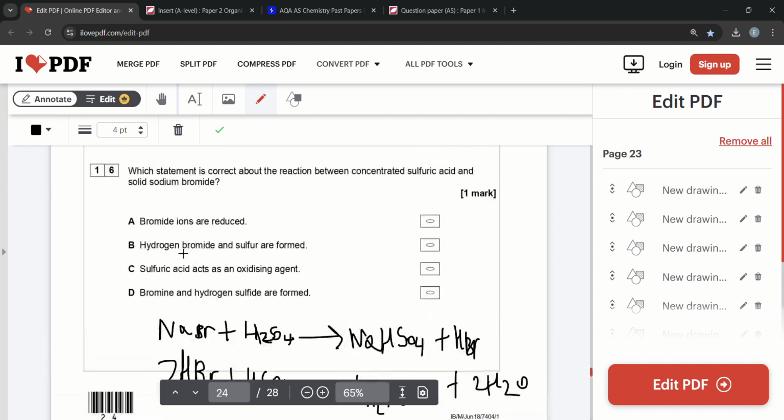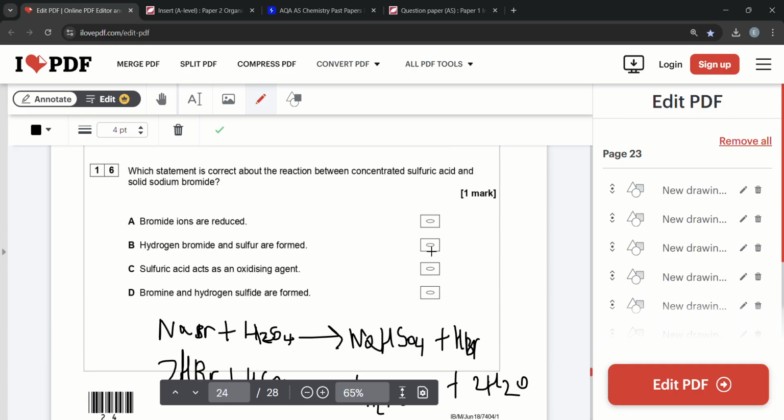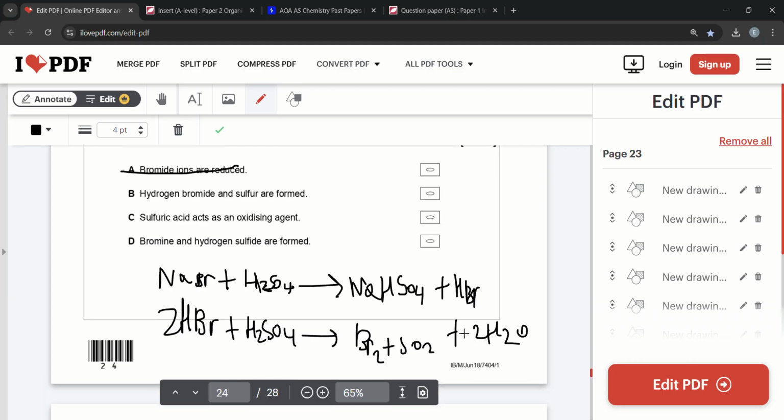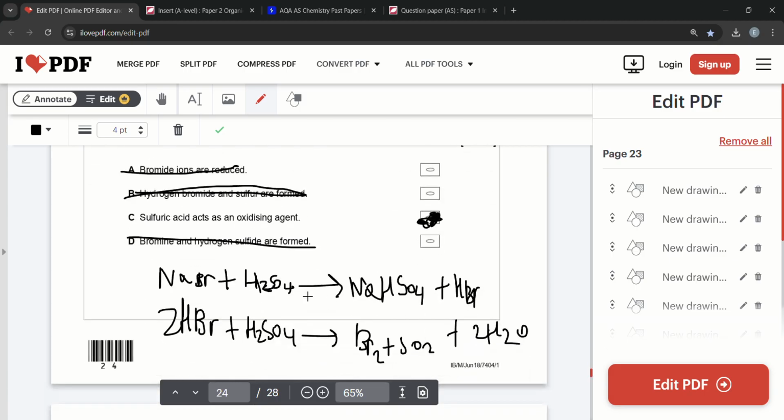So what are the options? Bromide ions are reduced, hydrogen bromide and sulfur are formed. Which statement is correct? Bromide ions are reduced? No. Hydrogen bromide and sulfur are formed? No, you can clearly see sulfur is not formed. Sulfuric acid acts as an oxidizing agent. Well, that does look correct. And bromine and hydrogen sulfide are formed. Bromine is formed, hydrogen sulfide, H2S. No, that's between concentrated sulfuric acid and solid sodium iodide. So the answer is C. Sulfuric acid acts as an oxidizing agent. And you also probably need to know that as well.